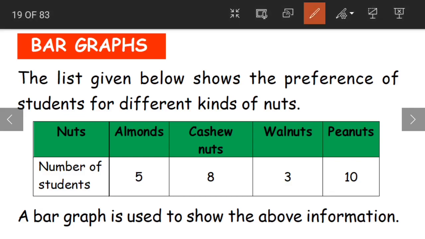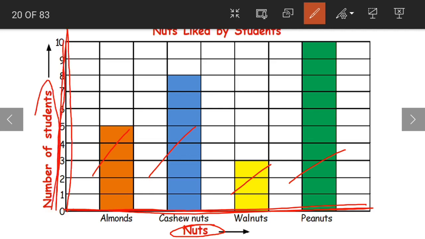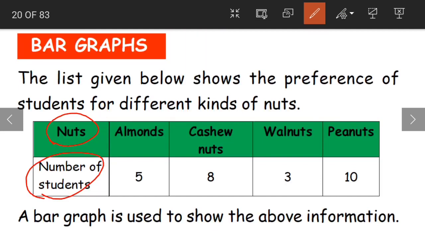Now here children, we are having two things. One is the type of nuts, and the other is the number of students. So on this horizontal line we will take the types of nuts, and on this vertical line we will take the number of students.